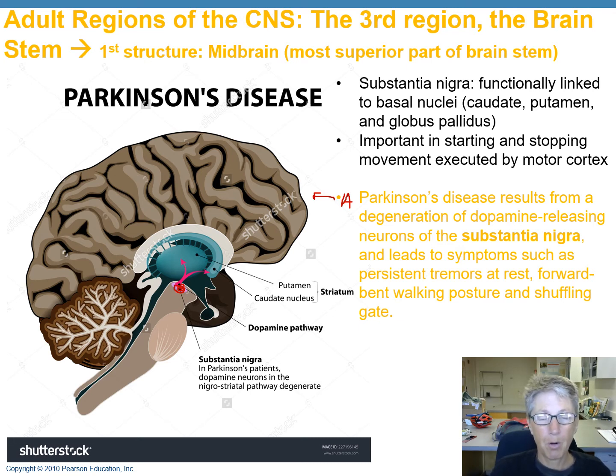The phenotype of a Parkinsonian patient is a persistent tremor even when they're resting, a kind of forward bent posture, and then a shuffling gait or walk.